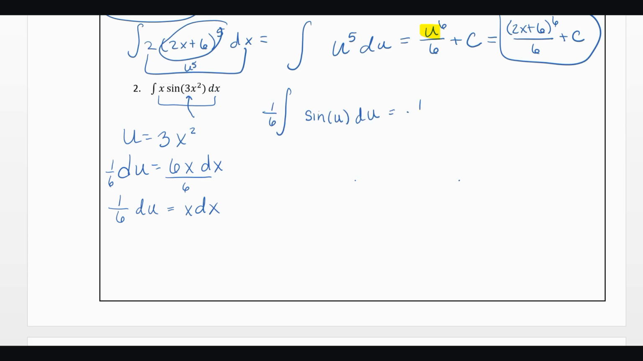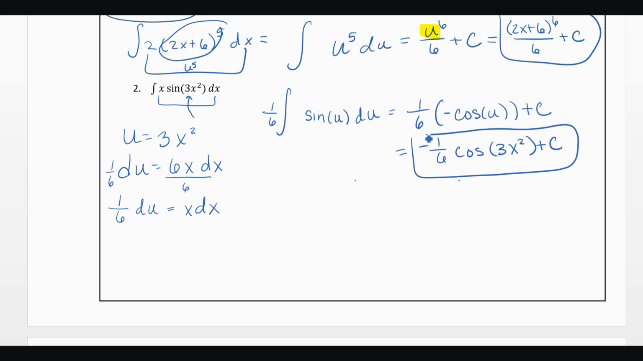So we'd have 1/6. The integral of sine is negative cosine of u plus c. So we could write this as negative 1/6 cosine. Now u was equal to 3x squared. So we'll plug that in, plus c. Okay, so that's how we handle it if we have a constant multiple of the derivative.